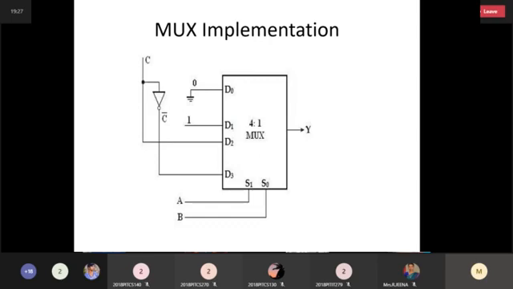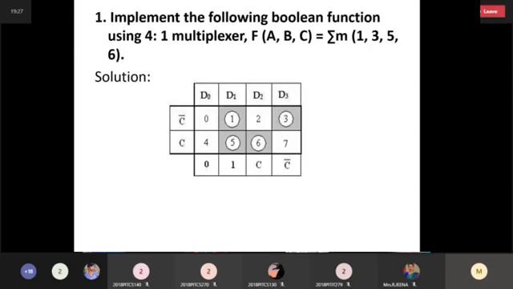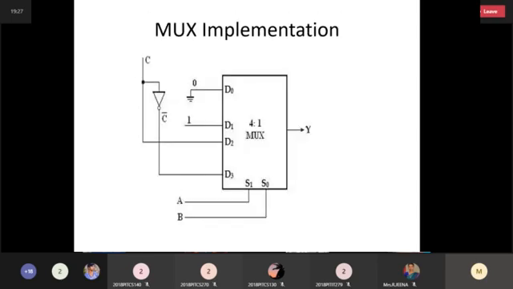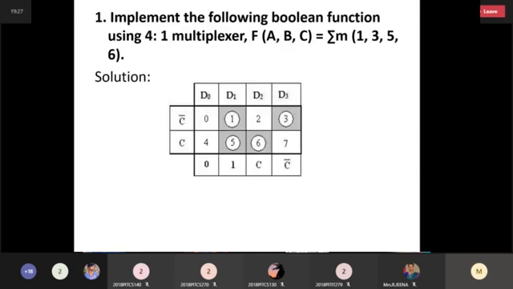Here C and C bar are there. You have to give the input as C. Then D3 is C bar. So you have to give the input as C bar. Okay. Now what are the selection lines? This is a 4:1, so there will be 2 selection lines, S0 and S1. A and B are the selection lines. So you have to consider these 2 as the selection lines and these are your inputs. Okay. Next one.